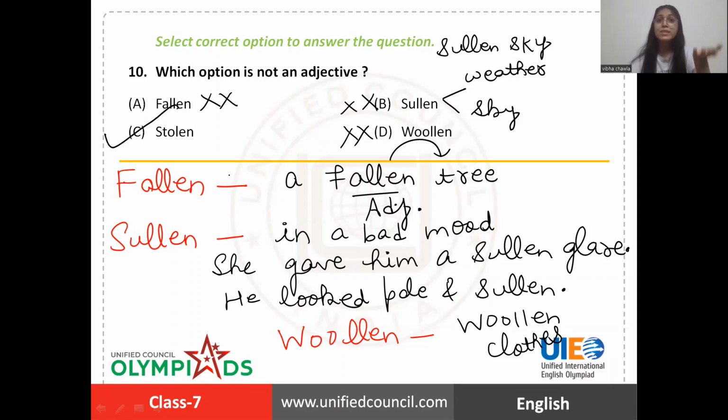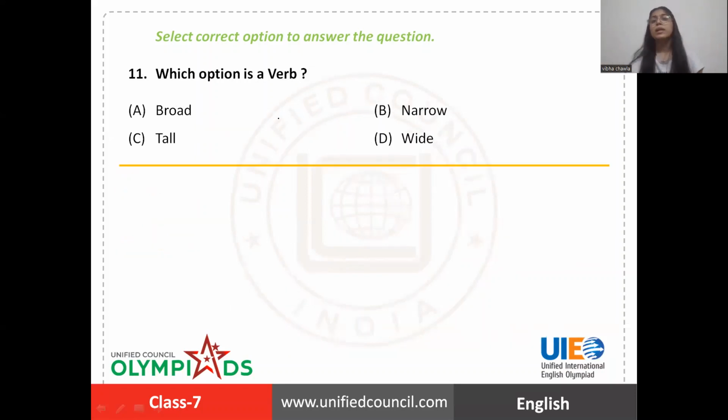Then what is it? It's a verb and it's the past participle form of verb steal. Present form is steal. Past form is stole. And past participle form is stolen. For instance, I had my wallet stolen. You see, stolen is a past participle form of verb steal. So this is not an adjective, rather it's a verb. Okay, now quickly have a look at next question.